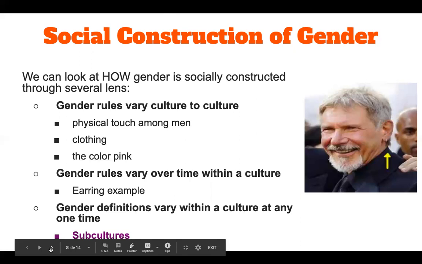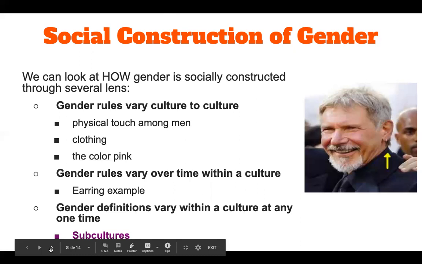Maybe you're Quaker or Mormon or Amish. We have subcultures based on what we do, what activities we do: skater culture, surfer culture, ranch culture. And in all those different cultures, the rules about this is what a man is like in our culture, this is what a woman is like in our culture, that can vary. So even within one culture, there can be differing concepts of what it means to be masculine and what it means to be feminine.